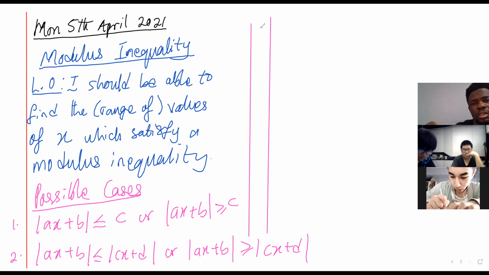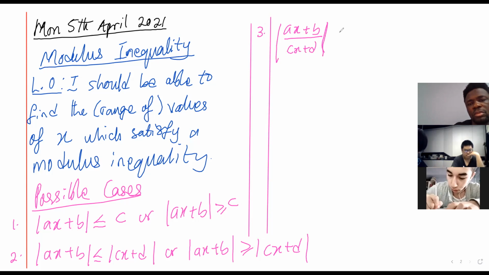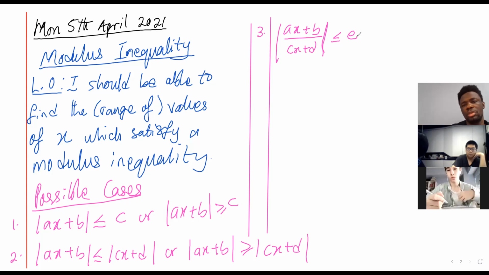And it could have a rational function as well. So I write that as another scenario. You could have the absolute value of ax plus b over cx plus d less than or equal to maybe e. So it's the same, just like 1 and 2. You could also have another rational. I will not expect you to be given two rationals.